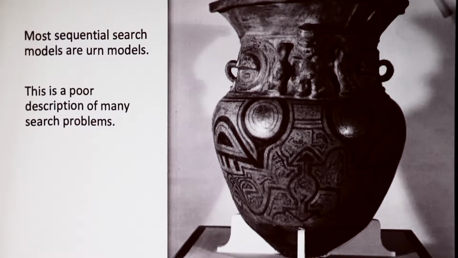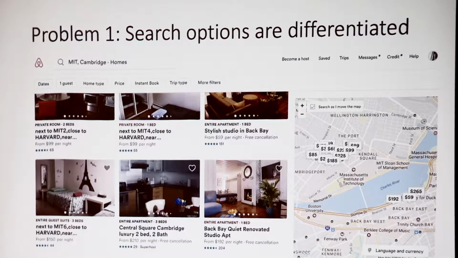But this is a poor description of many of the search problems we think about when we think about online platforms, and actually more generally. So what are those problems? The first problem is that search options are differentiated. I like to think about this in terms of choosing a kindergarten, because I've just had to choose one for my kid. Cambridge Public Schools offers you a bunch of public schools, and all of them are ex ante differentiated. I know something about these options, right? I can investigate them further by going on a school tour, so I can acquire additional information, which is costly. That's the search process.